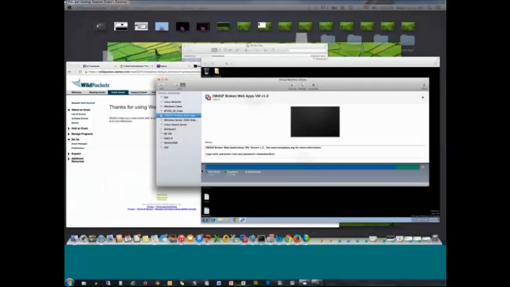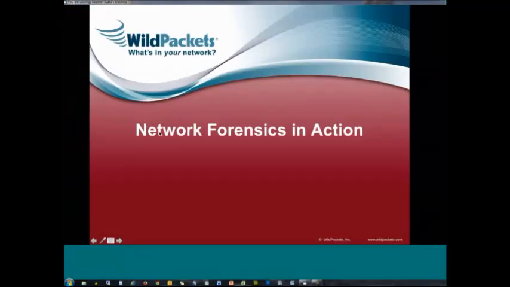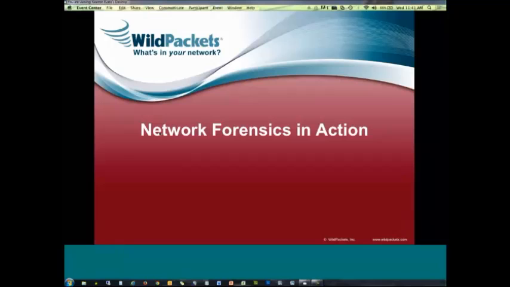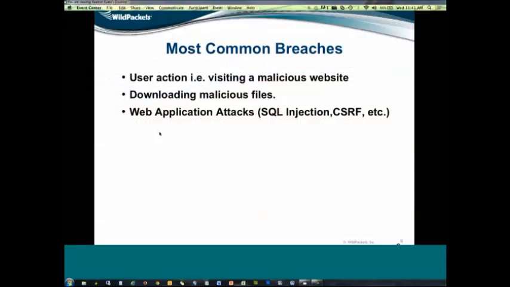And we're just going to do a little demonstration of network forensics in action here. What happens most commonly in breaches is there's a user action that causes it. Today we're dealing with a situation where the majority of our breaches start with an inadvertent action on the behalf of somebody inside the network, or somebody visiting a malicious site or something like that.